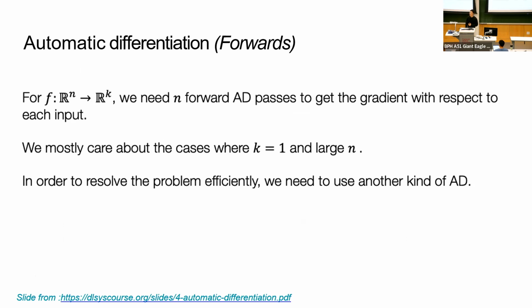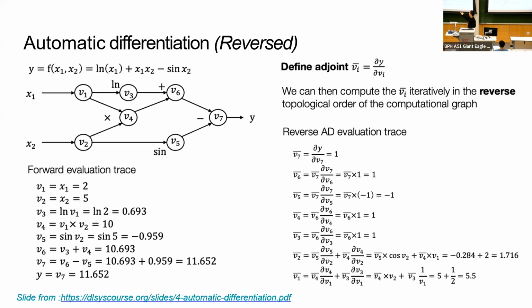So how can we avoid all of those repetitions? Another idea is to compute in a reversed way. So we start from the right side. Let's say now we have the y value here, and then we start to compute all of those partial derivatives of the nodes in the middle. So first, we have v7 to v7, which is 1, definitely.